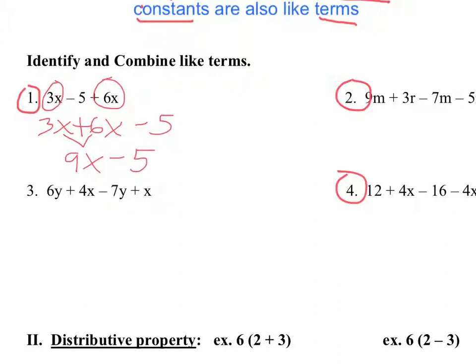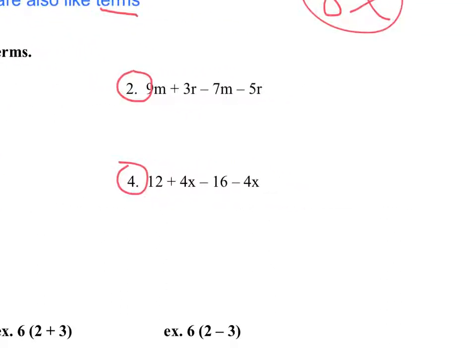Now we're done here. This is our answer. The reason why I can't subtract 5 from the 9x, the 5 does not have an x. Those are unlike terms. Once you're left with terms that are all unlike, then you're finished. So I started out with 3 terms. I ended up with 2, so therefore I simplified. Okay, let's move to number 2.